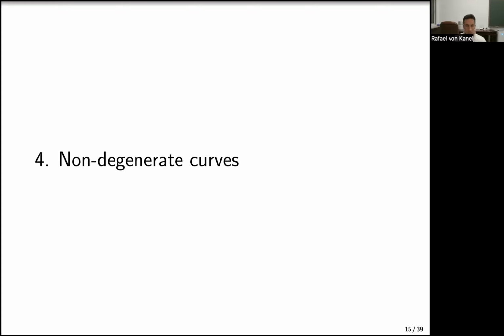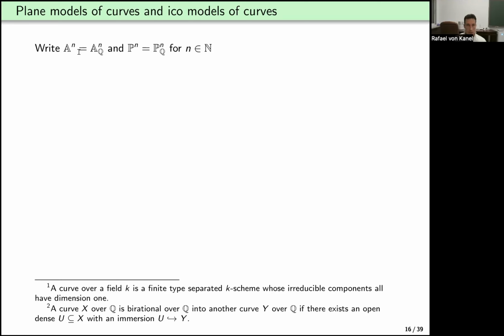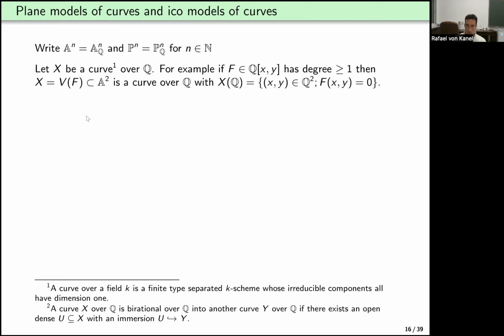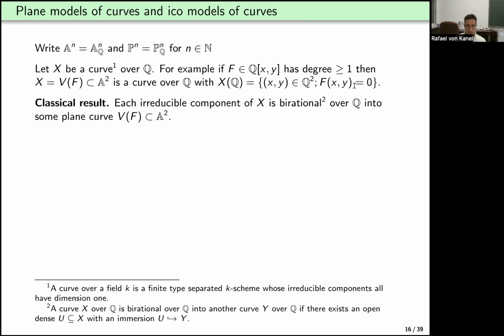So next, I would like to discuss or illustrate this notion with non-degenerate curves. And for this, I write A^n over Q, and P^n over Q, and I let X be a curve over Q. So for example, if F is a polynomial of degree greater or equal than 1 with coefficients in Q, then its zero set X inside A^2 is a curve over Q, such that the Q-rational points are given by the solutions of this equation F(x,y) = 0.